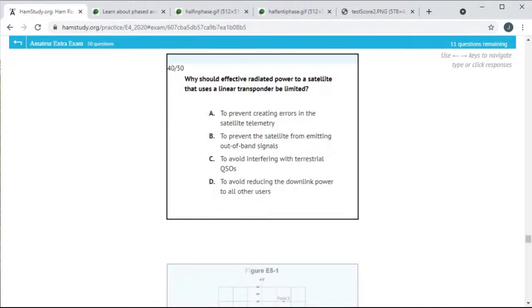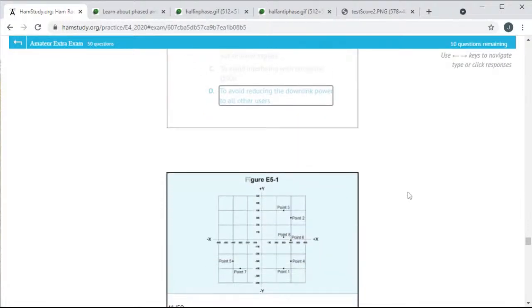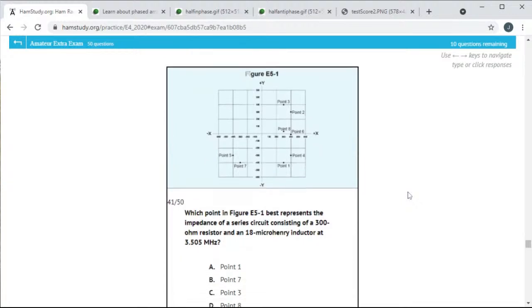Why should effective radiated power to a satellite that uses a linear transmitter be limited? A, to prevent creating errors in satellite telemetry. B, to prevent satellites from emitting out-of-band signals. C, to avoid interfering with terrestrial QSOs. D, to avoid reducing downlink power to other users. And yes, I am agreeing with Gordon that it is D.